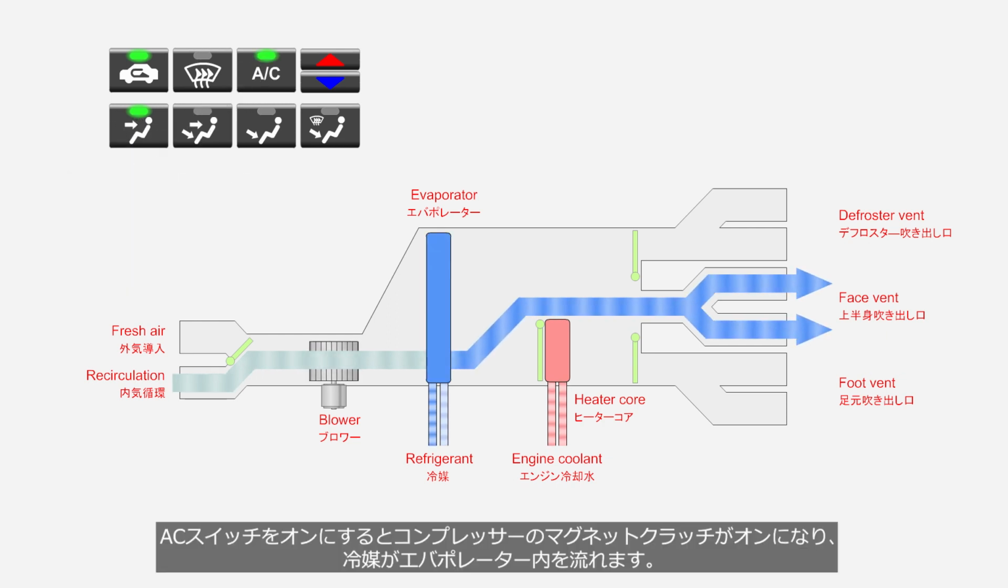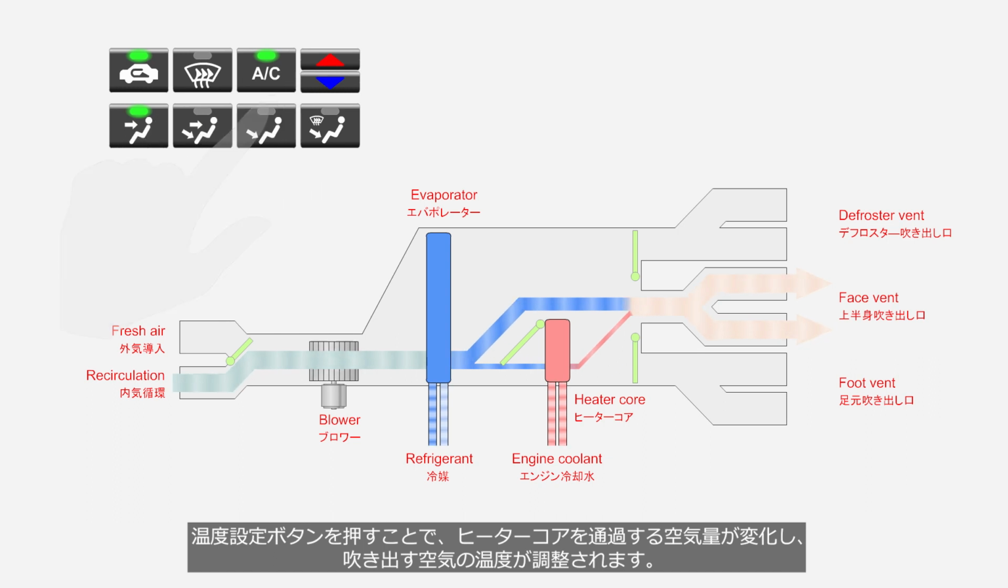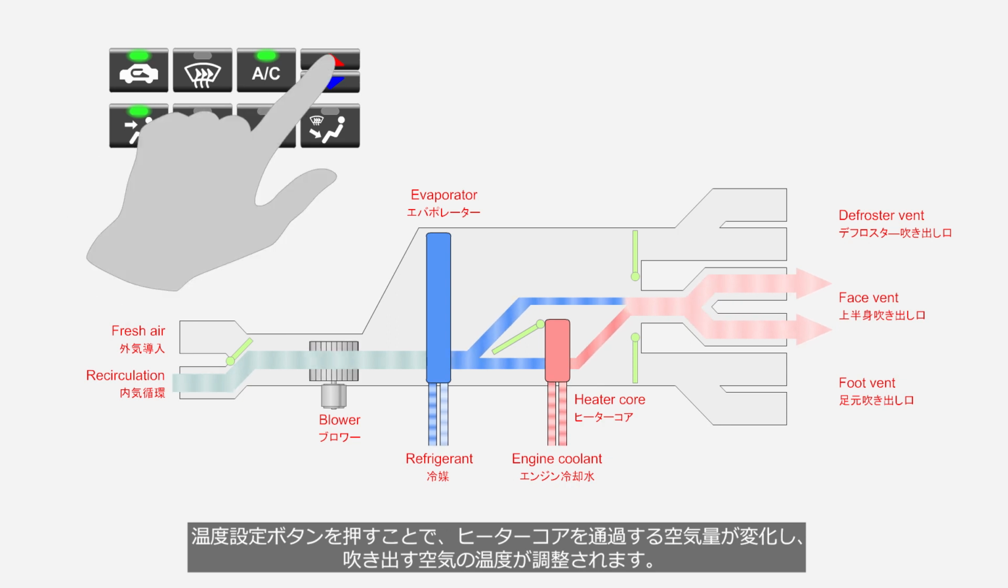When the AC switch is turned on, the magnetic clutch of the compressor engages, and refrigerant flows through the evaporator. By pressing the temperature set button, the airflow through the heater core changes, adjusting the temperature of the air being blown out.